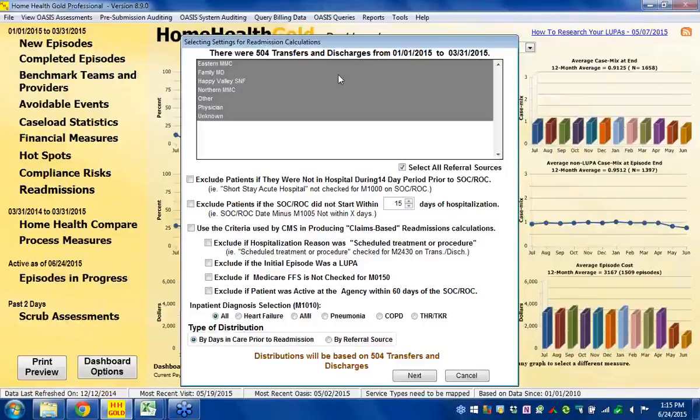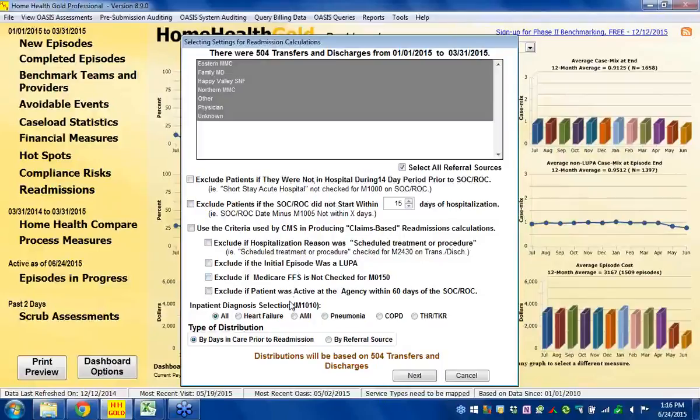So we simplified it, and you don't need to tinker with your dashboard at all. You can keep it set on just what you were thinking of, and we'll do the rearranging from there. So again, in Home Health Gold Professional, you'll have your referral sources here. In Home Health Gold, you won't have those options. And we're going to say at this point we have 504 transfers or discharges. I'll show you that at the top and at the bottom.